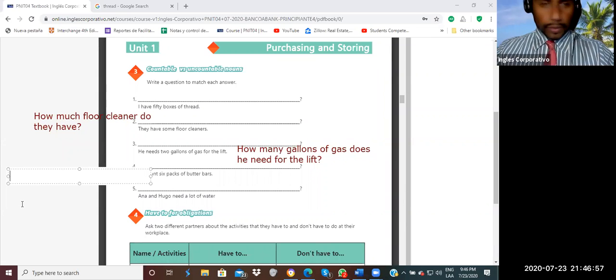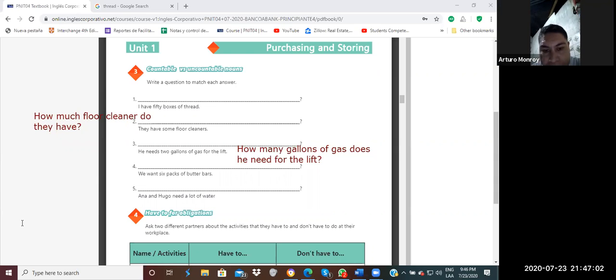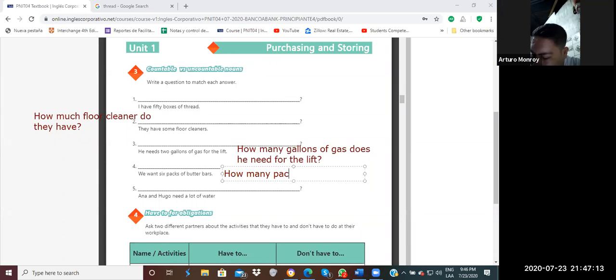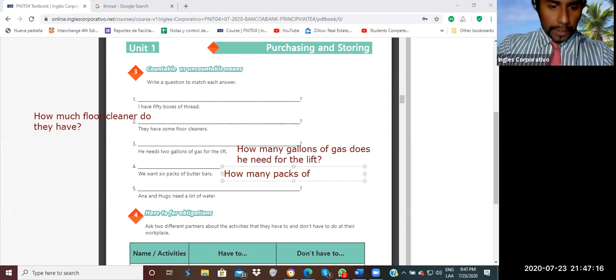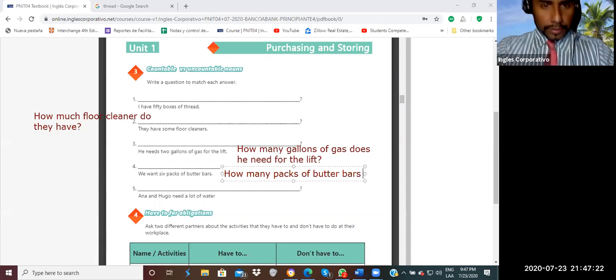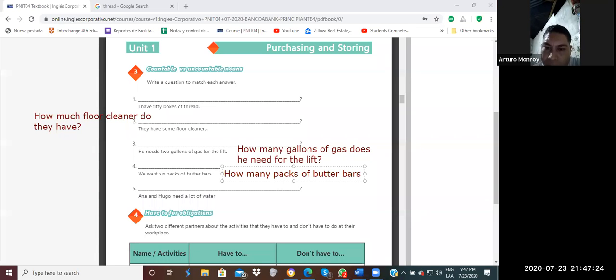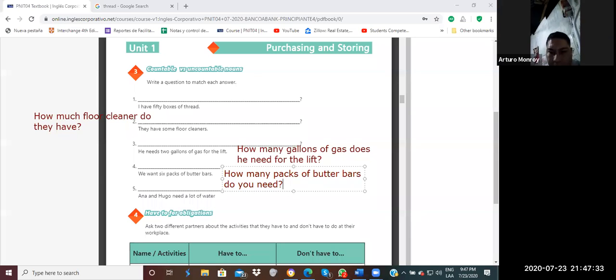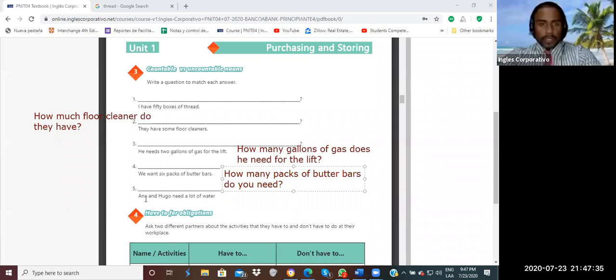Arturo Monroy. How many packs of butter bars do you need? Do you need? Okay. Or do we want? Pero ahí está. All right. Very good. And the last one, number five.